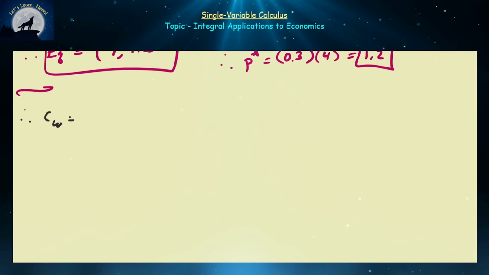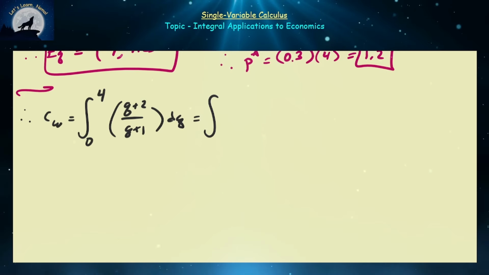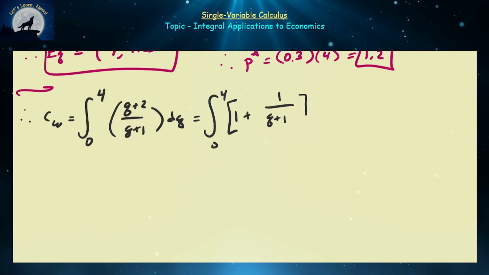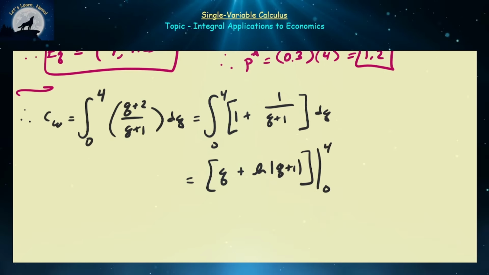So the consumer willingness to spend is going to be equal to the integral from 0 to the equilibrium quantity, which in this case is 4, of (Q plus 2) over (Q plus 1) with respect to quantity. From here we can use long division and write this in standard form as the integral from 0 to 4 of 1 plus 1 over Q plus 1, with respect to Q. This is a very easy integral because the integral of 1 is just Q, and the integral of 1 over Q plus 1 is the natural log of the absolute value of Q plus 1. Then we just evaluate this from 0 to 4, and you can find this is approximately equal to 5.6094.